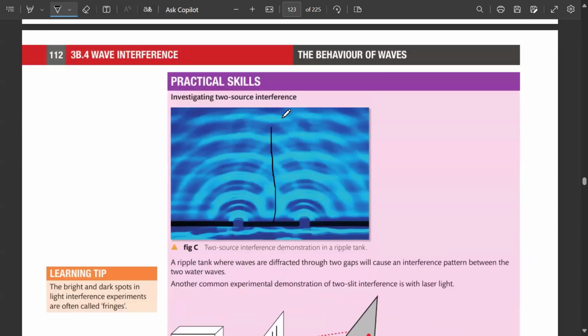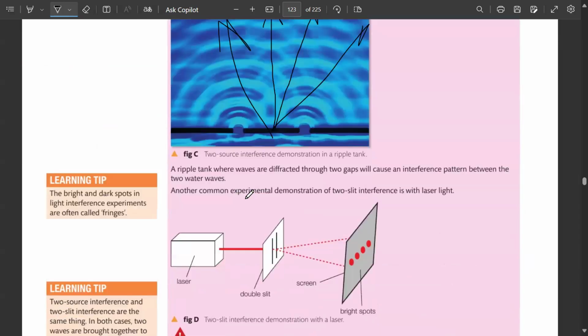Now, this is an example of interference. You can see they are interfering here. Then you can see over here, they are interfering as well. Now, if you look closely, where else is interference happening? Over here, they are meeting and you can see all those points. This is a picture of a ripple tank where waves are diffracted through two gaps, which will cause an interference pattern between the two water waves.